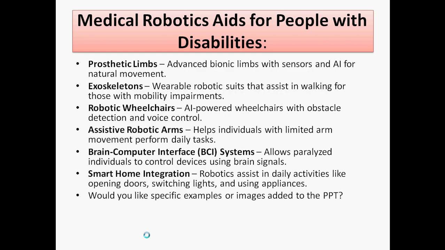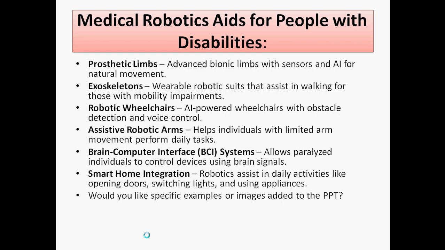The next is the robotic wheelchair. The wheelchair is AI powered, with obstacle detection and voice control used effectively. So that type of aid we are also providing for the mobility-impaired person, who has some disability.